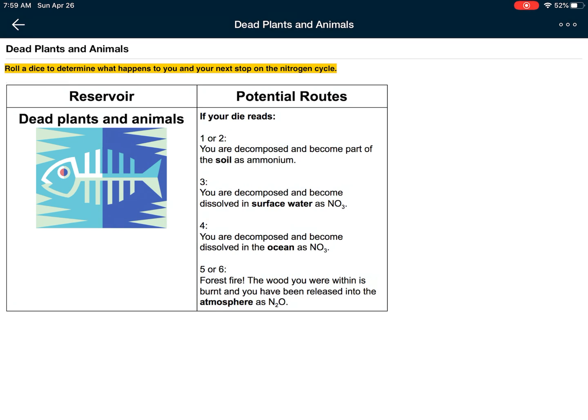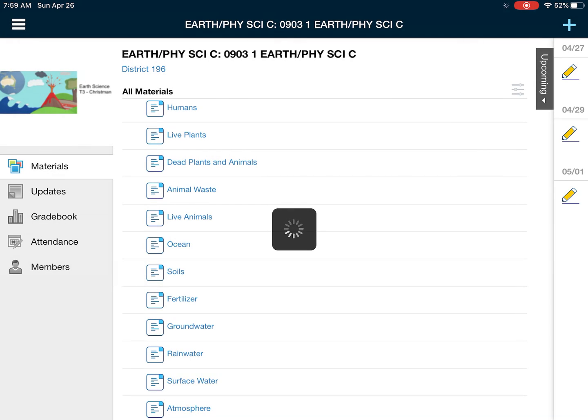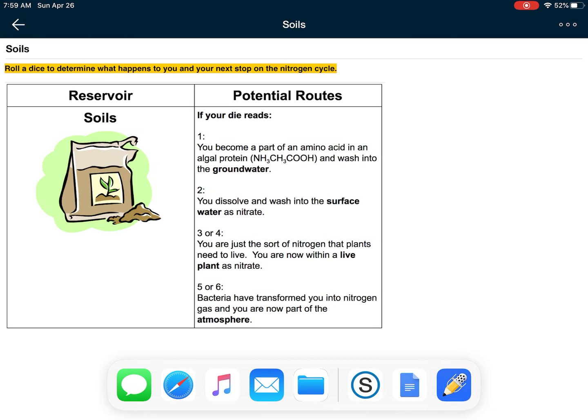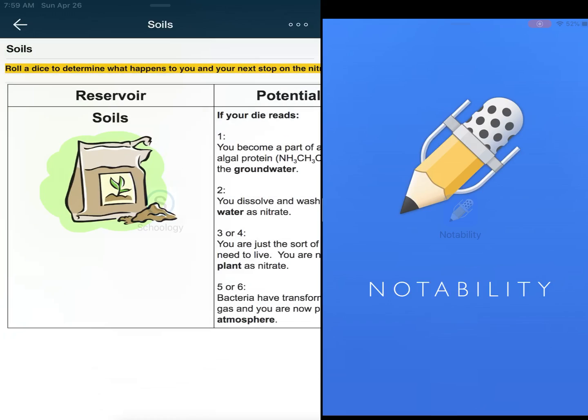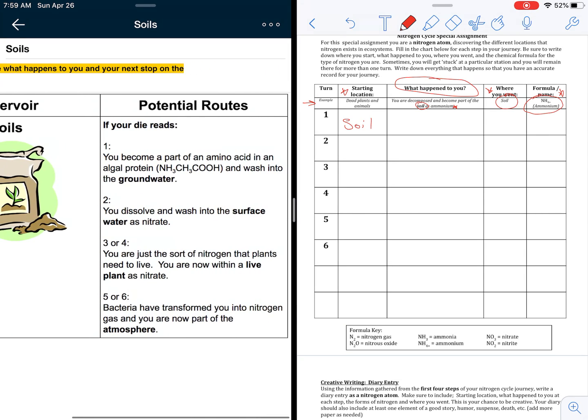So what I would do now is go back and find the soil one. I go to soil, and here's my game card, reservoir. This is my starting location. I can go back and forth. Soil right here is my ending location for my first stop, my example stop. It will then be my starting location for my next stop. Here's my reservoir over on the left-hand side. That's my start, so then I need to roll a dice.